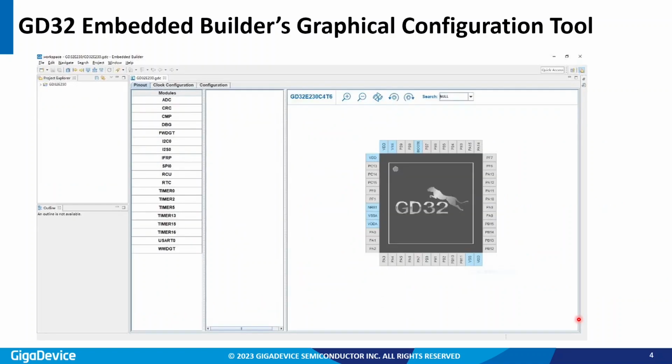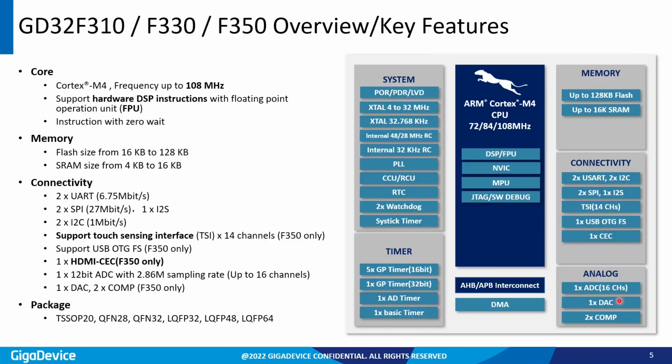This is a screenshot of the Graphic Configuration Tool. There is a pinout tab, which is what's selected right now. There's a clock configuration tab, and then also a configuration tool. Based on the modules you select here in the pinout, they'll be available in the configuration tool. We'll see that when we actually fire up the tool in just a bit.